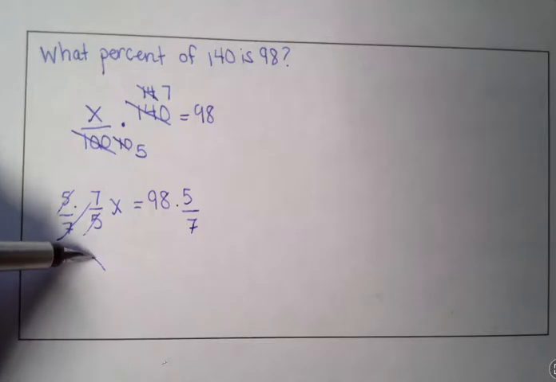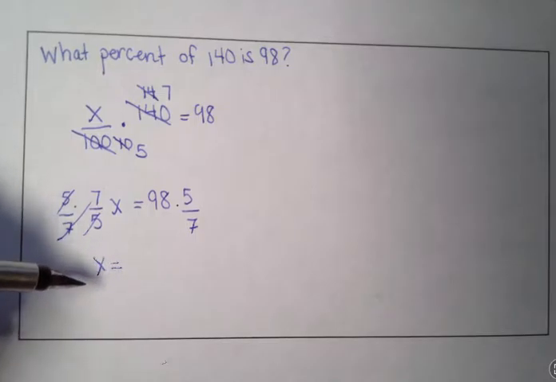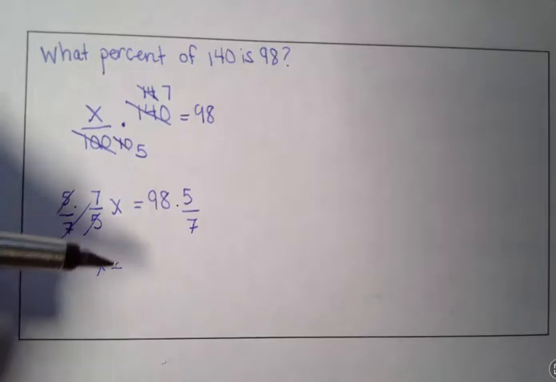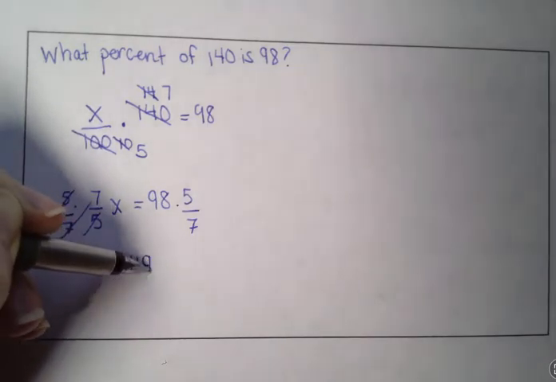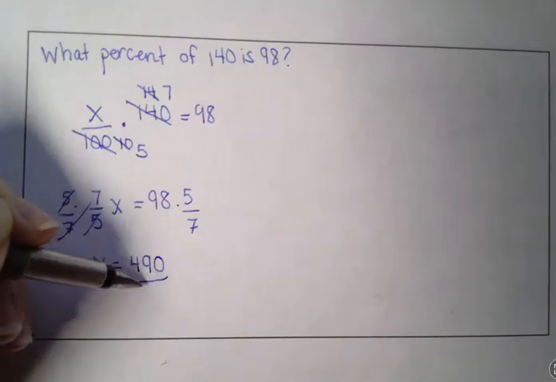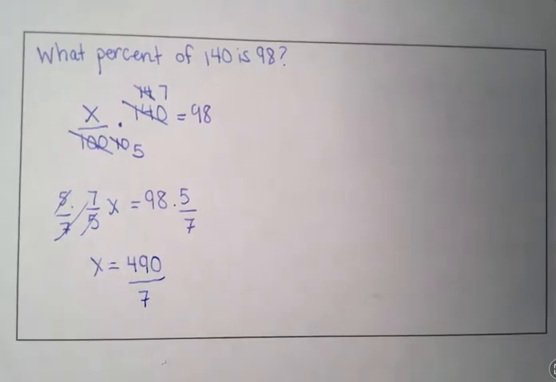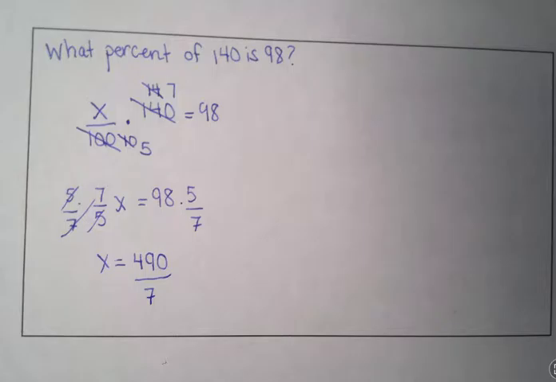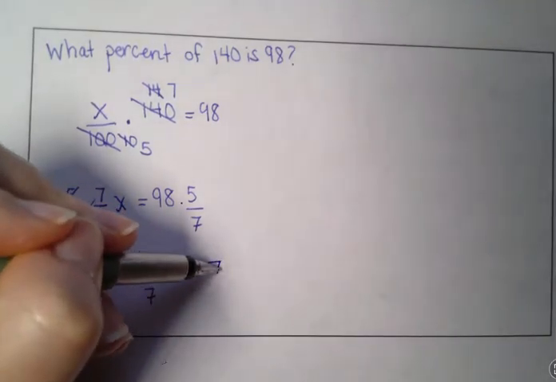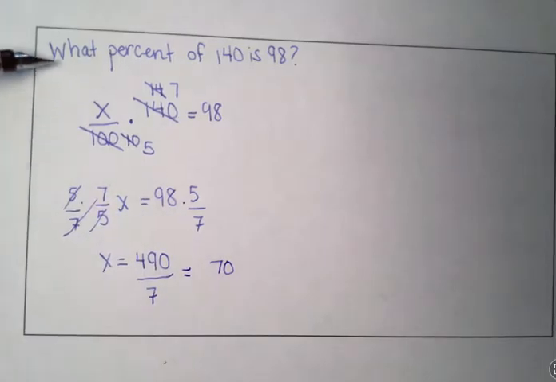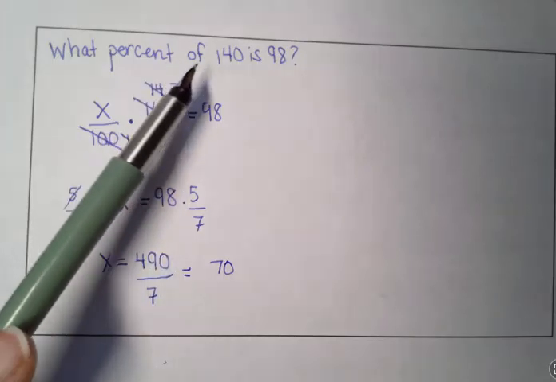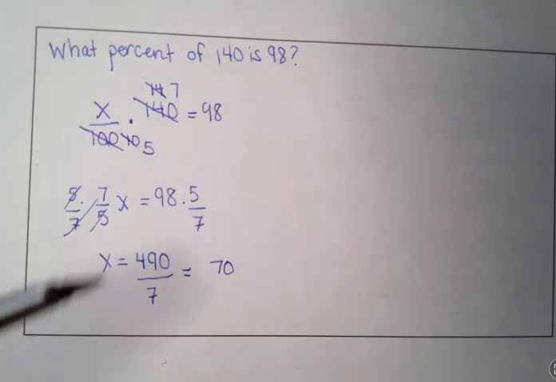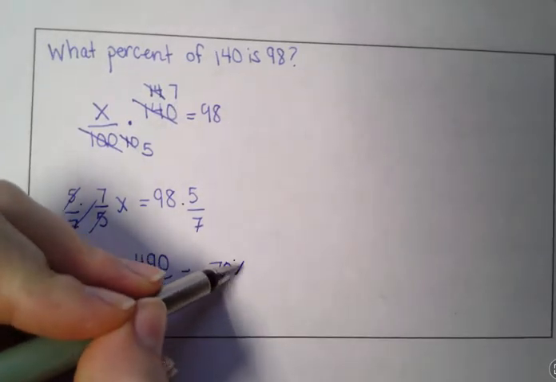I cross all that out, I get x equals, let's see, 98 times 5, which would be 490, and that's over 7. 490 divided by 7 is actually 70. So what percent of 140 is 98? 70% of 140 is 98. So 70% is my answer.